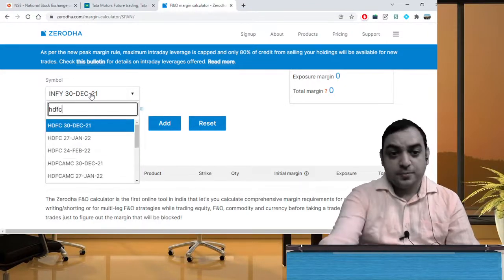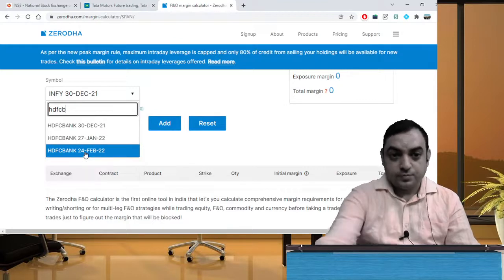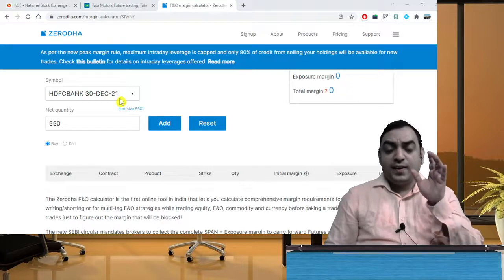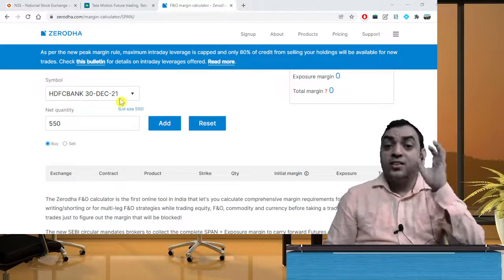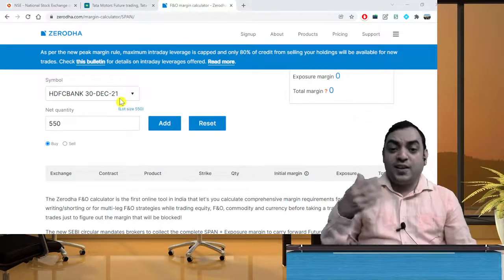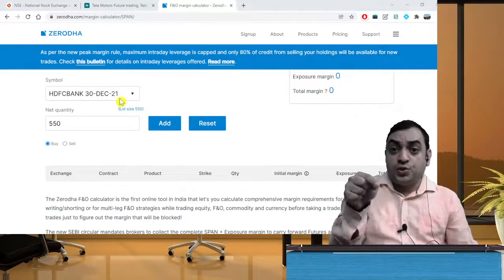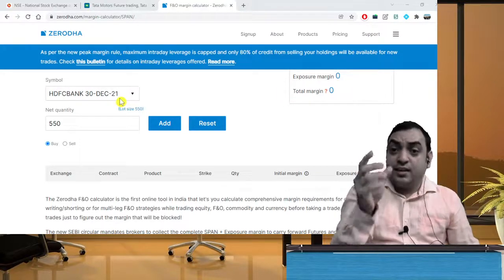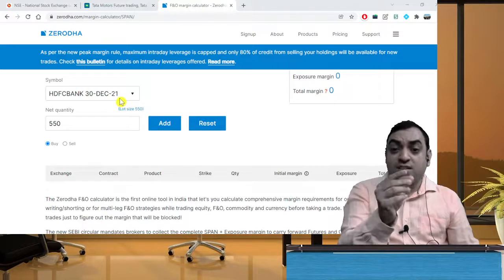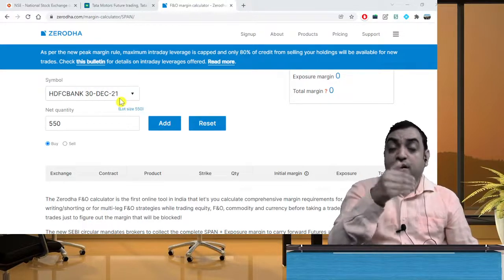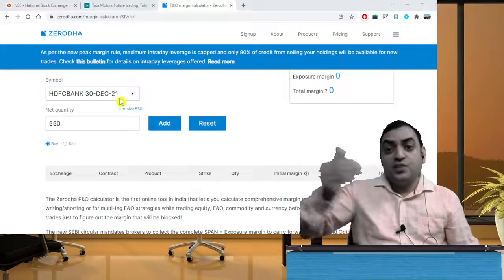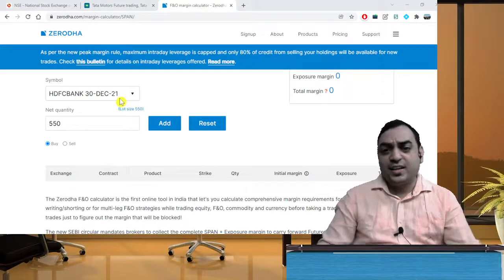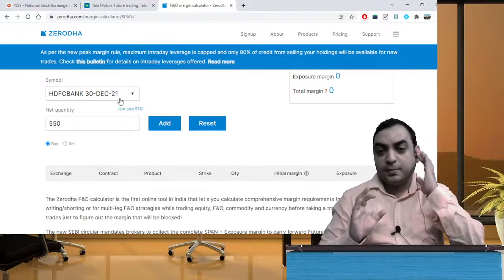HDFC Bank, one lot is 550. Hope you are able to observe that you have a lot size concept where you cannot enter into any number of units you want in futures. In forwards you can, but in futures you have to enter into a standard number of units. If the lot is 300, you can buy 300 shares, 600 shares, 900 shares, and so on. But not one share, 5 shares, or 10 shares. That is not possible in the futures segment.